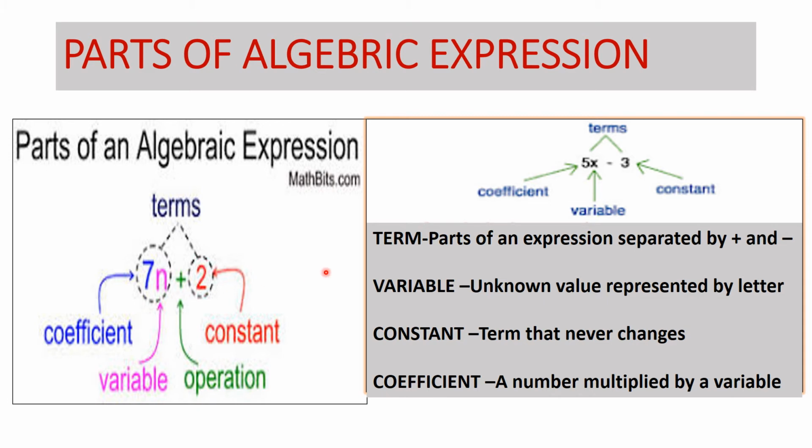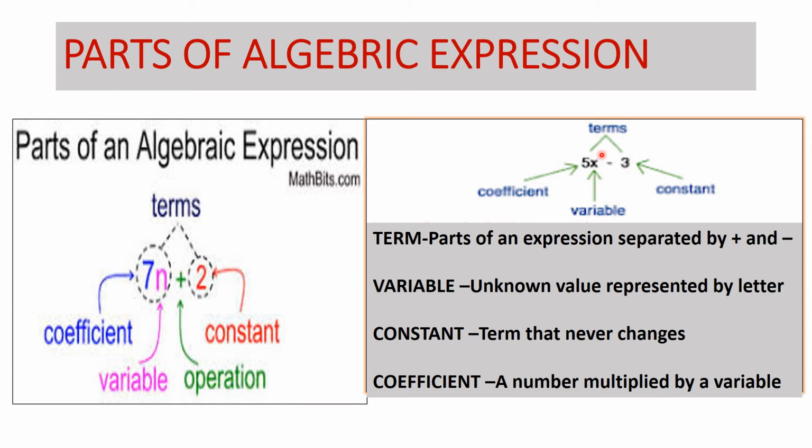So let us discuss one by one. Now here another example is shown, 5x minus 3. Now these are terms, 5x and 3. These are two terms of this whole expression. 5x minus 3 is an expression, and 5x is one term and 3 is another term.